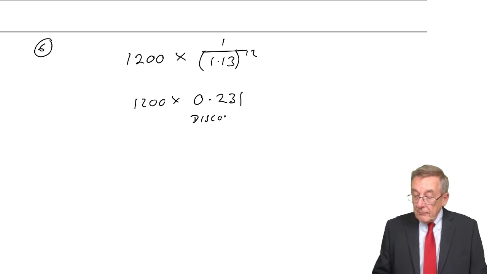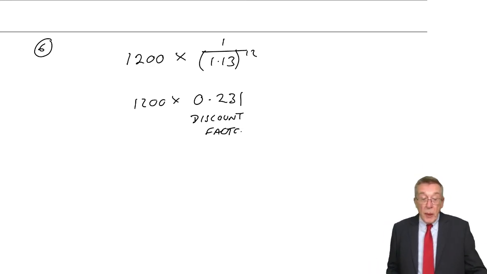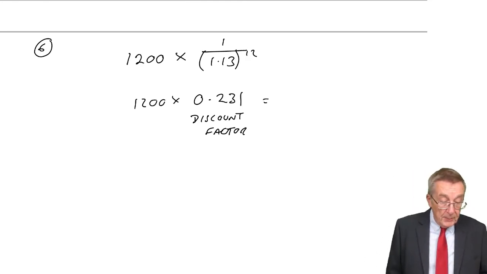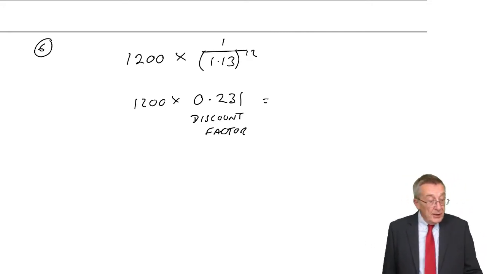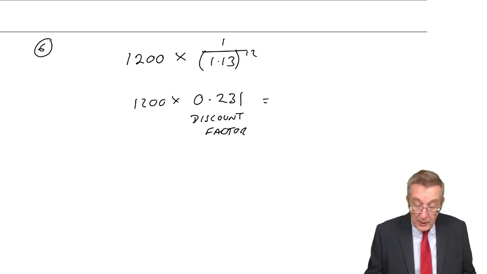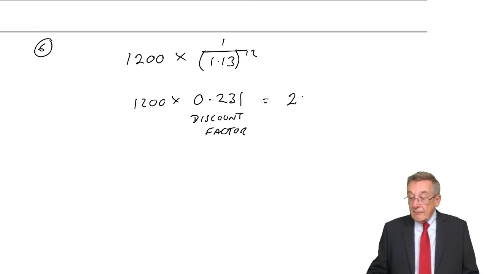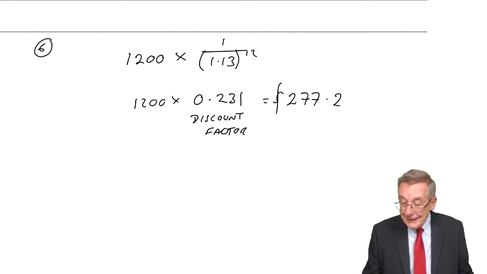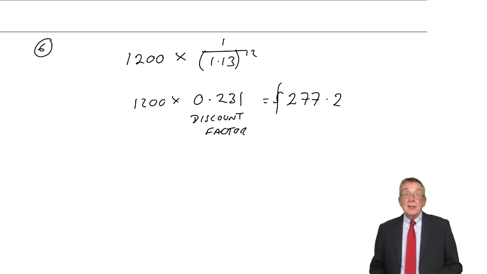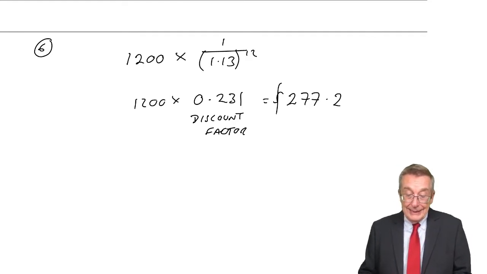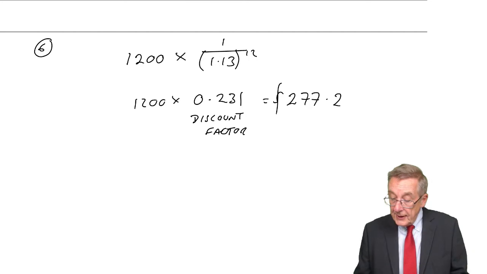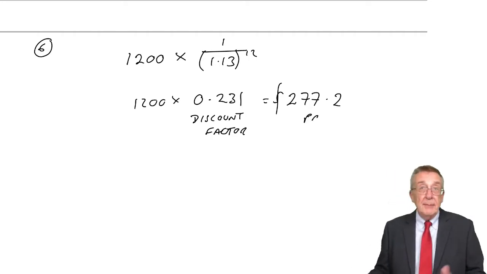Again, that's the discount factor. And therefore the amount we'd need to put on deposit now to have grown to 1,200 is 1,200 times 0.231, which is 277.2. Usually it'll be clear from the question, but usually leave it to the nearest dollar. Which is remarkable, really. You put 277 on deposit for 12 years at 13%, and at the end of 12 years, it'll have grown to 1,200. There is the present value.